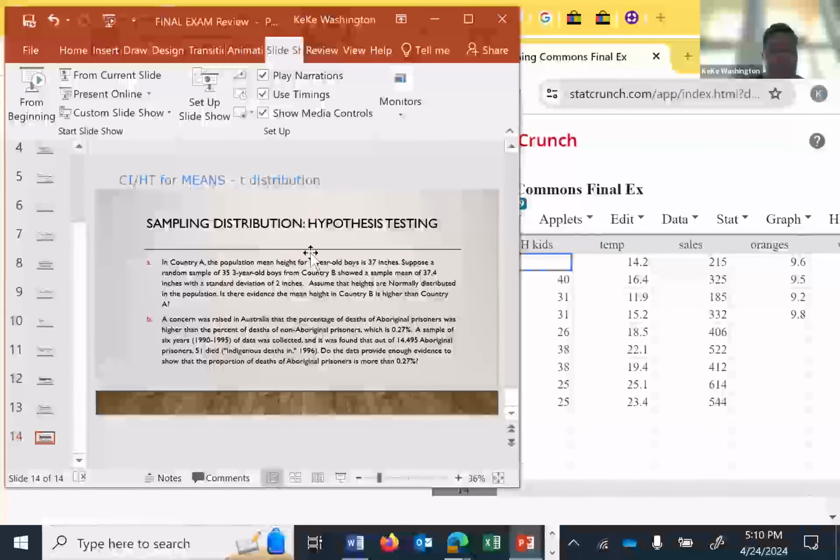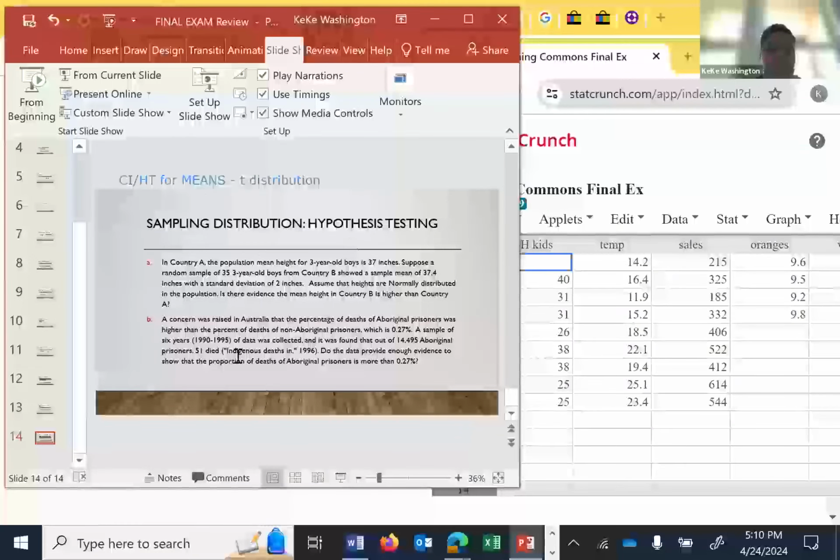All right, so in country A, the population mean height for 3-year-old boys is 37 inches. Suppose a random sample of 35 3-year-old boys from country B showed a sample mean of 37.4 inches, with a standard deviation of 2 inches. Assuming the heights are normally distributed, is there evidence the mean height in country B is higher than country A?